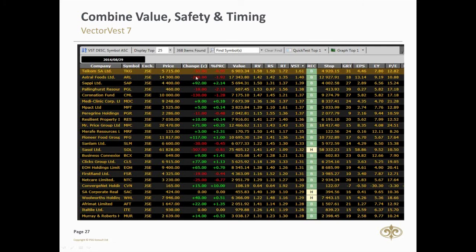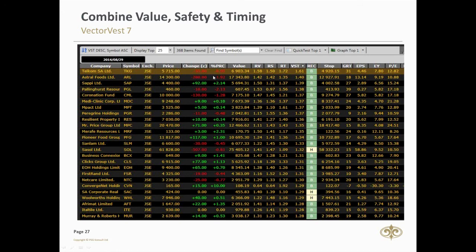So this is just looking at the top 25 companies on the market, on my one particular watch list. And I'm sorry that my cursor doesn't want to work, but right next to the recommendation here is this VST column. So VectorVest automatically combines all these three together. You've got relative value, relative safety, and relative timing. And then it combines all three ratios together and gives it a rating.